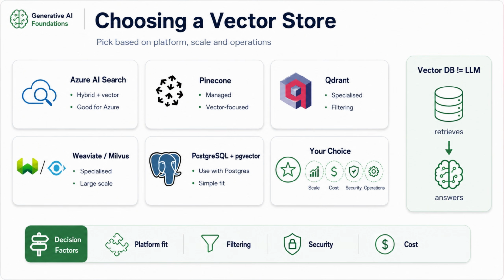So the right choice is not only about which database has the best algorithm. It also depends on scale, cost, and operations. It also depends on filtering, security, and how well it fits into your existing platform. If you are building on Azure, Azure AI Search is often a natural choice. If your application already uses Postgres, pgvector may be a good option. If you want a specialized vector database, then tools like Pinecone, Qdrant, or Milvus may be considered. So the simple way to remember this is: a vector database is not the brain of the AI system. It is the knowledge index that helps the brain find the right information at the right time.